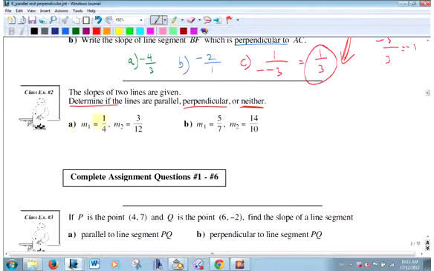The slope of one line is 1/4. The slope of another line is 3/12. Are those the same? They don't look the same. What if I simplify this? 3 goes into itself once, 3 goes into 12 4 times. Okay, now they are the same. Therefore, they're parallel. Right?